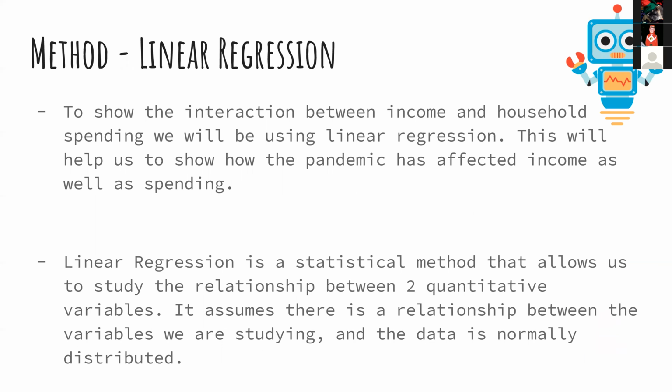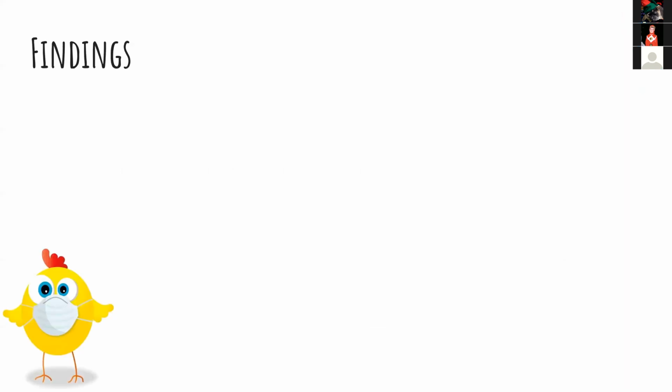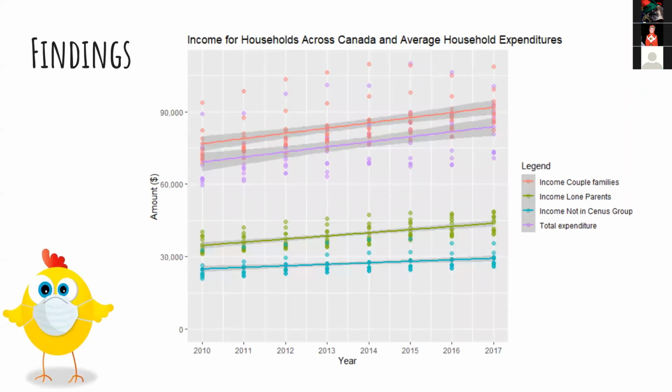We want to show the interaction between income and household spending, and we are going to be comparing the relationship, and we wanted to see if it was linear. We will be using the assumptions that there is a relationship existing and the data is normally distributed.